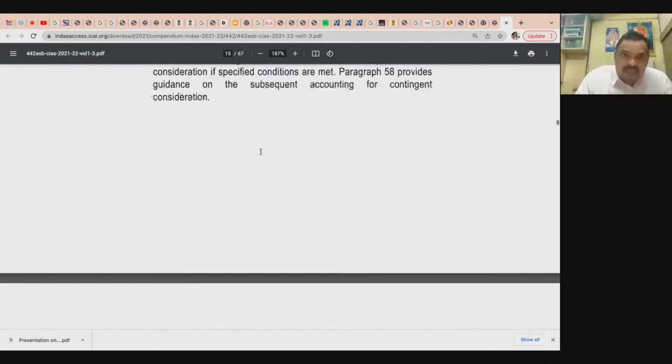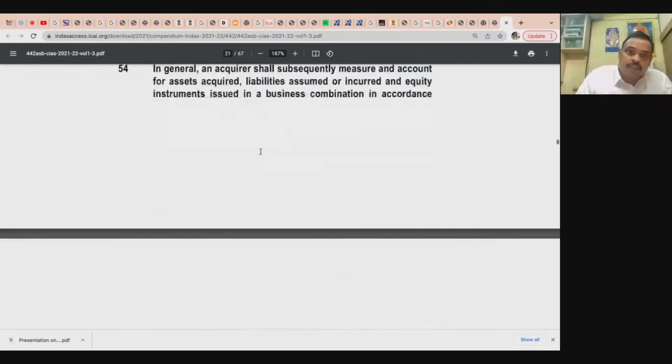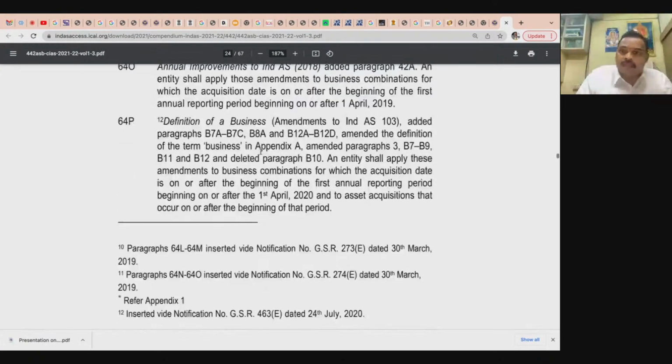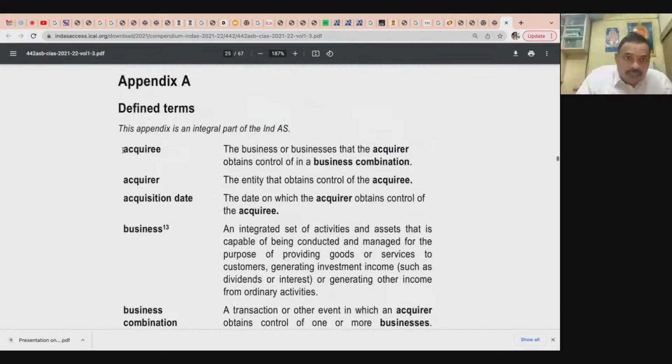In the definition, please look at it. It speaks about various terms here. Acquiree, acquirer, the entity that obtains control. This entire standard will speak about only one term called control. Of course, when you go to Ind AS 110, that is consolidated financial statements, this concept of control has been discussed in greater detail.